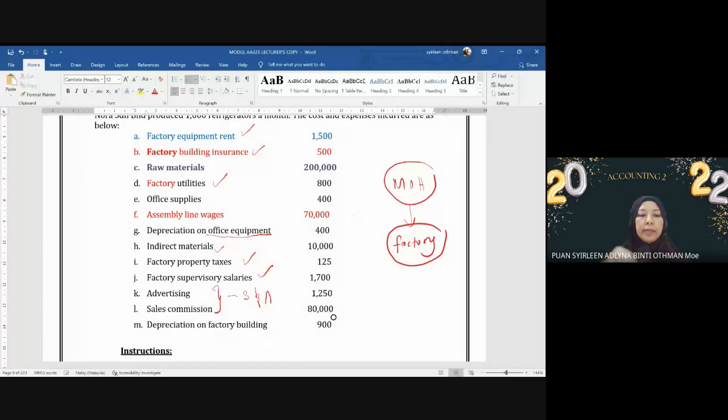Alright, and then last one you have depreciation. Tapi depreciation ni is on factory building. So dia ada perkataan factory dekat situ. So automatically this will be your MOH.